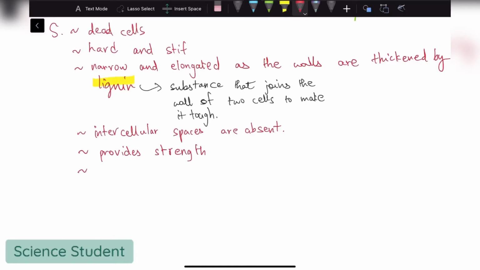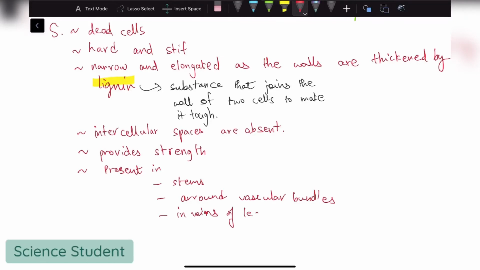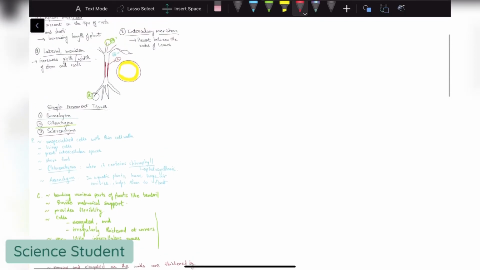Okay. Then these are present in, first, stems, second, around the vascular bundle, in veins of leaves, and around the hard covering in seeds.